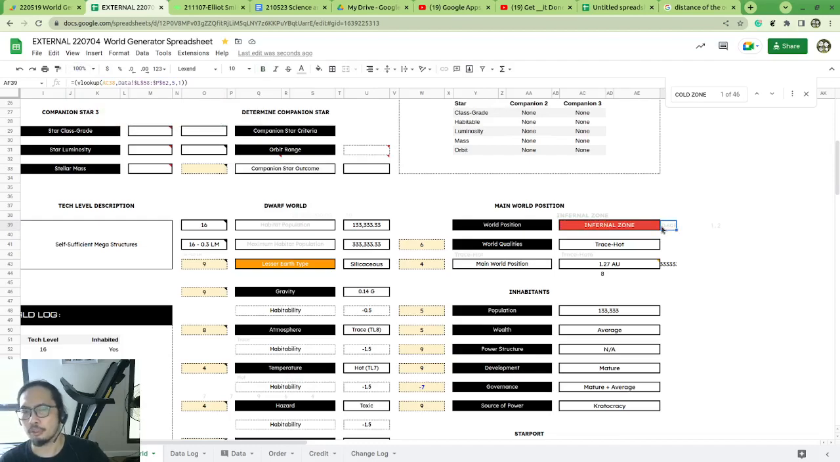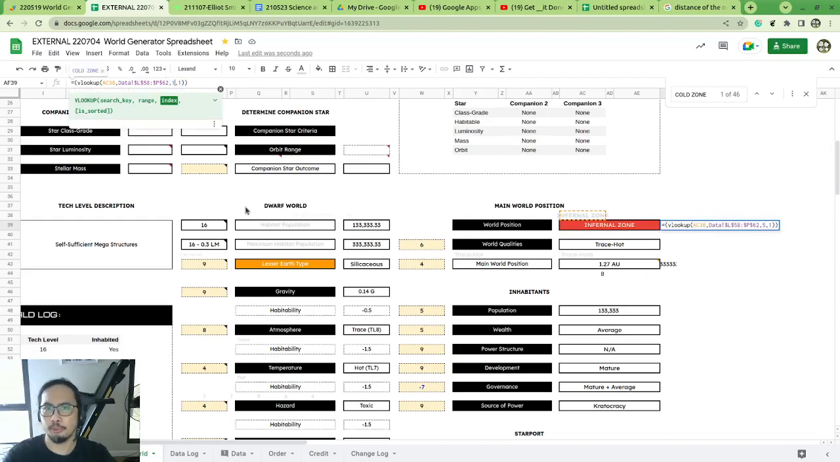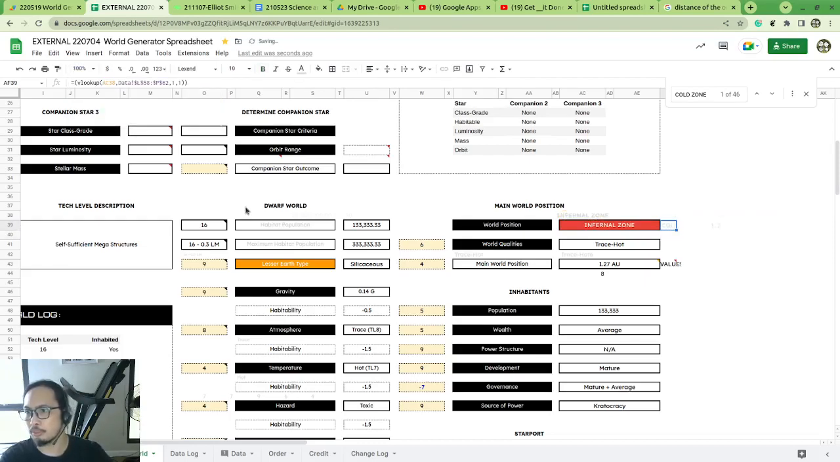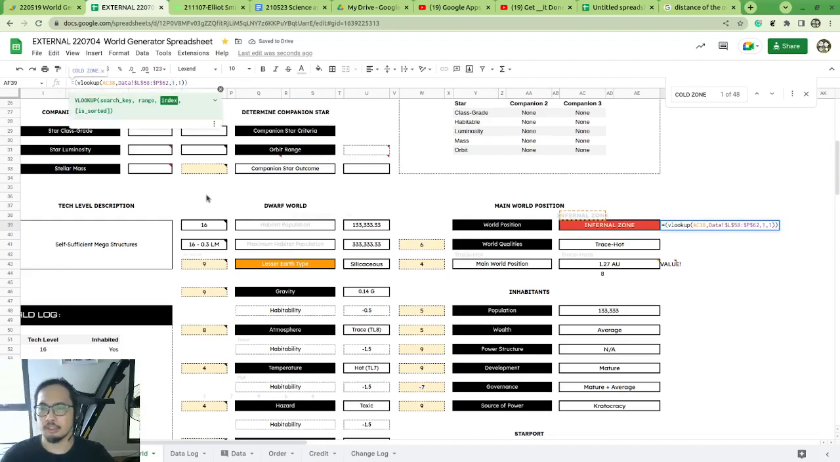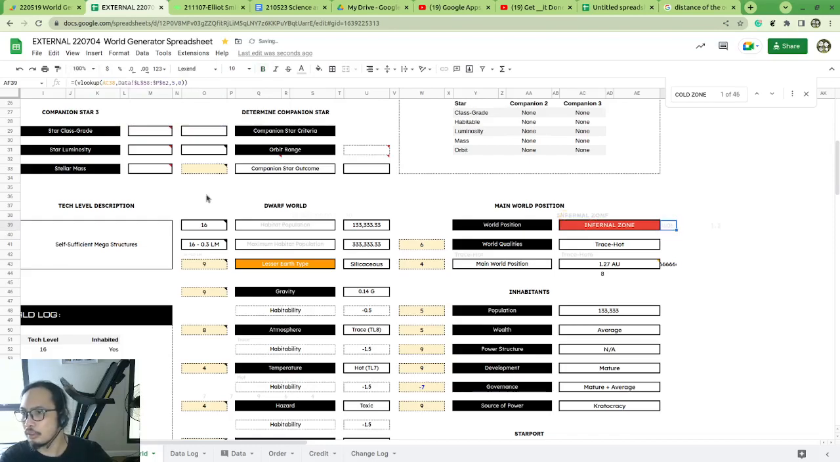Why is my VLOOKUP not working? So infernal zone should be infernal zone. Basically, if I put this, it should also say infernal zone, but it's putting cold zone. Okay, let's try 5. Let's put this as 0. Okay, now it works.